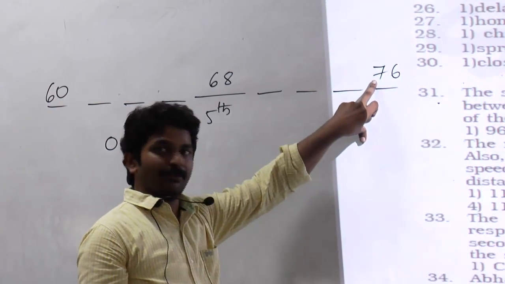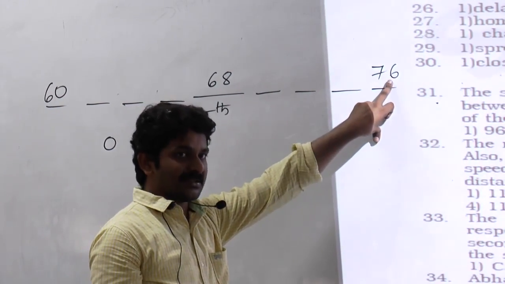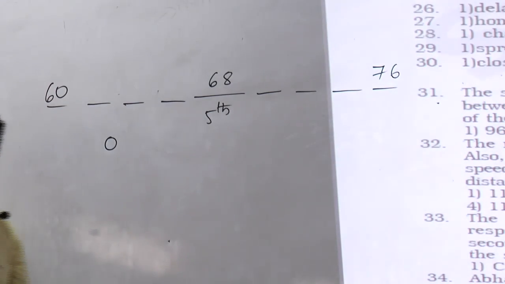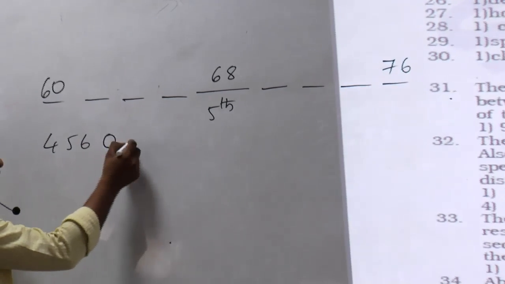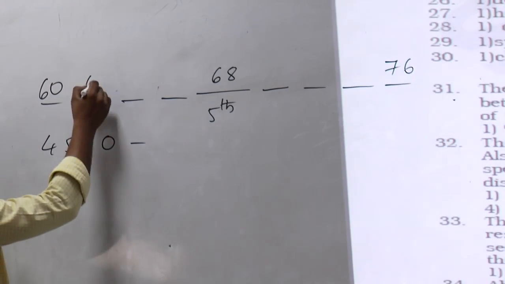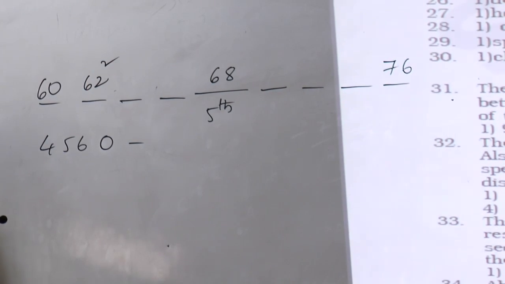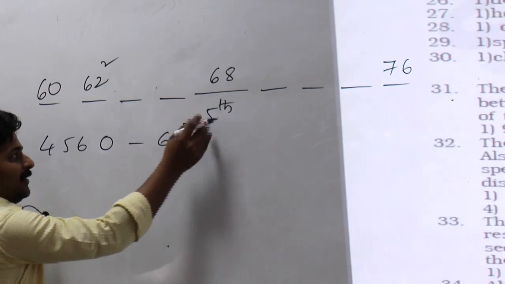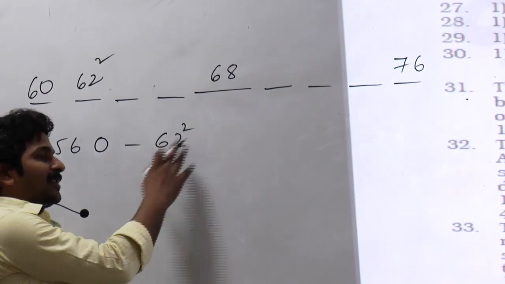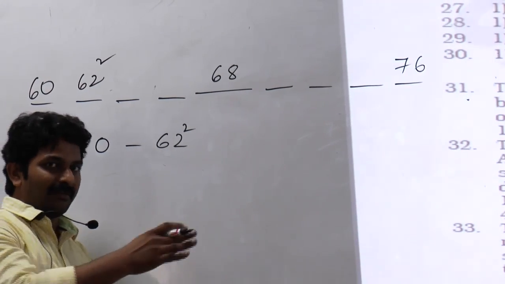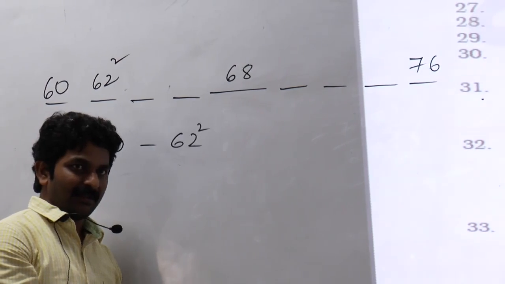6 times 76 is 456, so the product is 4560. And then square of the second least number, that is 62 square. Right. Now, if you can calculate 62 square using compared with 50 number, that's okay, fine.